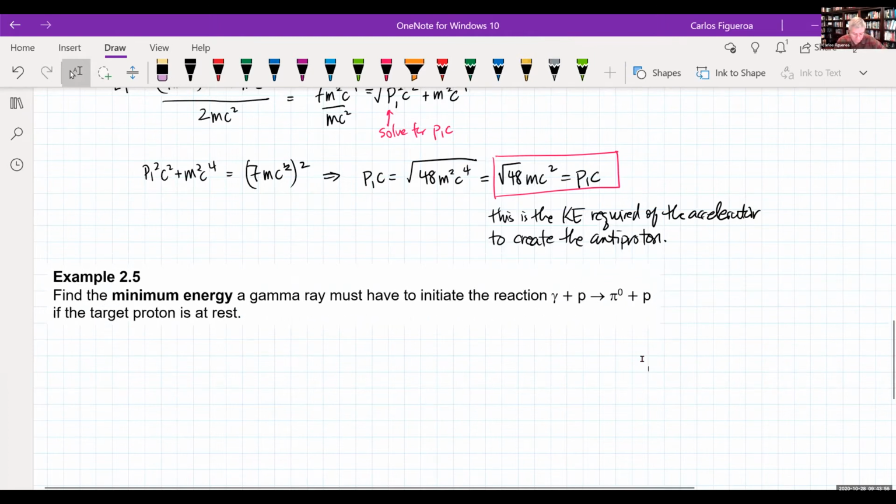So here, what you find is it says find the minimum energy a gamma ray must have to initiate the reaction: gamma ray plus proton going to a pion plus a proton, if the target proton is at rest. So when I look at this picture here, let's draw this scenario out.